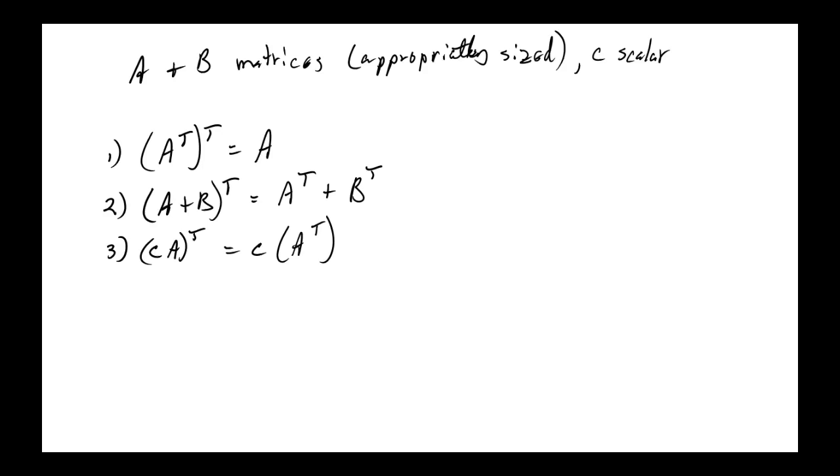And then the last one is the one we just did in our conjecture or discovery, that AB transpose is what? B transpose times A transpose. Perfect. The transpose of a product is the reversed order product of the transposes.